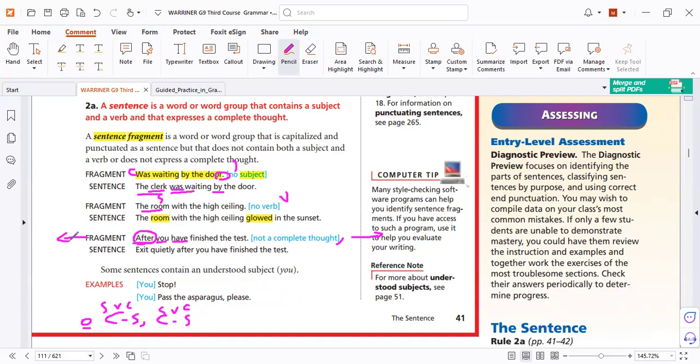But if I make it like that, exit quietly after. He used the subordinating conjunction in the middle. So before we have a sentence, after we have a sentence. You would ask yourself, exit quietly. Is this expression a sentence? I don't know. Let's find out.